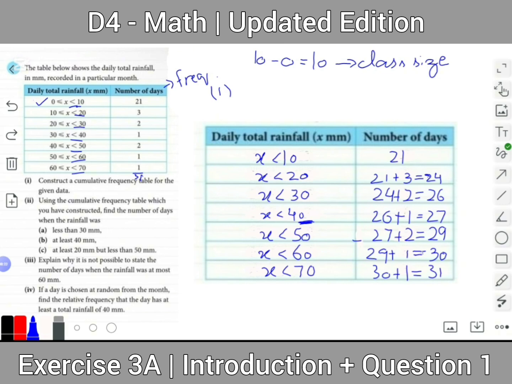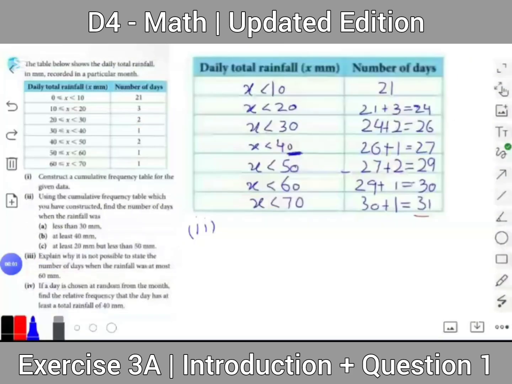Now if we notice, the last cumulative frequency is actually equal to the total frequency, and that is 31. So this is another trick that we can use to check whether we have constructed the cumulative frequencies correctly or not. If the last entry of the cumulative frequency column is equal to the total frequencies, then the table we have constructed is correct.